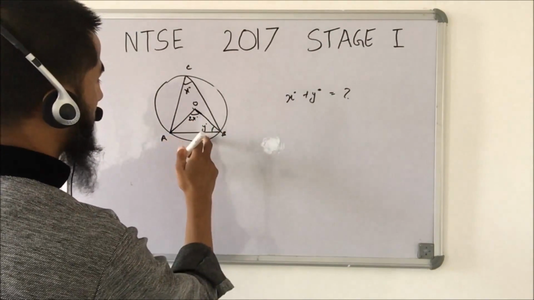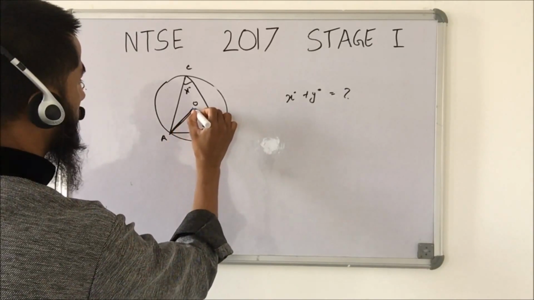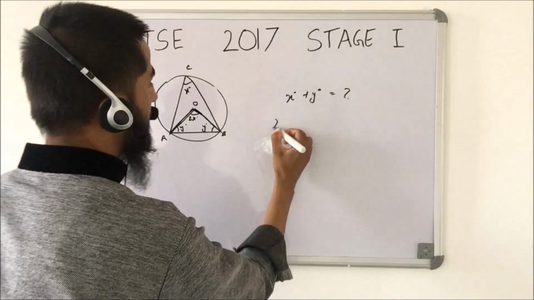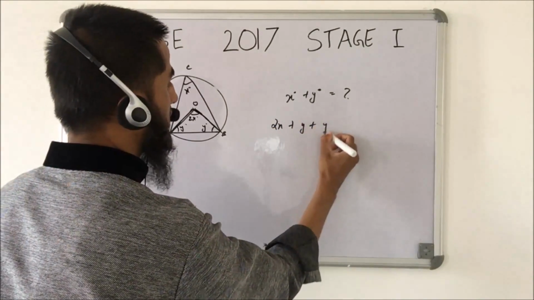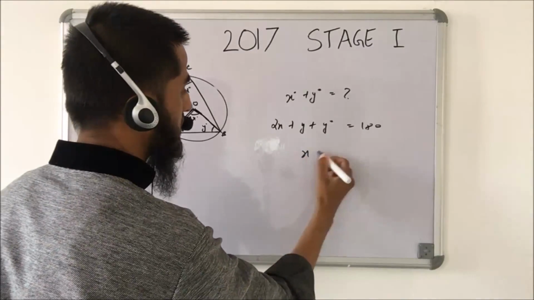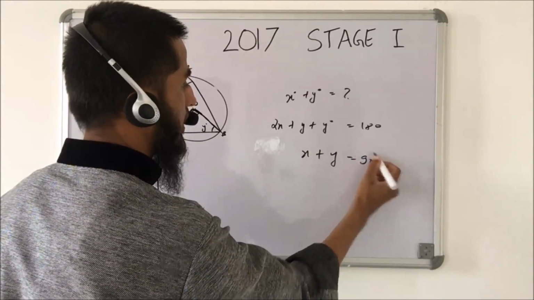Now this is 2x degrees, this is y degrees. Now these two are the same because they are radii. So this angle also is y degrees. Now the sum of the angles is 180 degrees. So 2x plus 2y is 180. It means x plus y becomes 90 degrees.